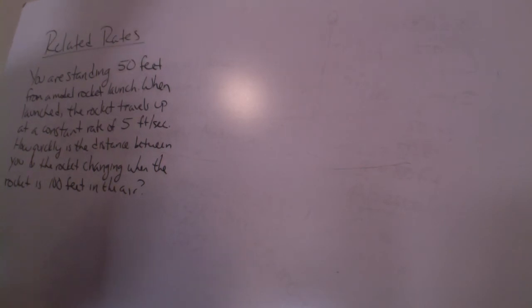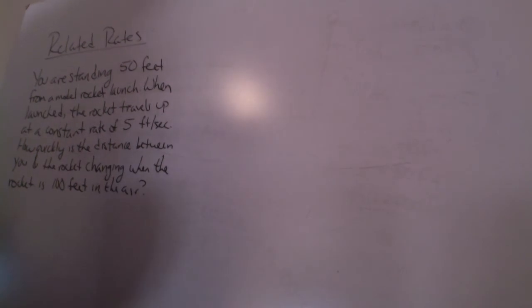So the first problem we have here is you're standing 50 feet from a model rocket launch. When launched, the rocket travels up at a constant rate of 5 feet per second. How quickly is the distance between you and the rocket changing when the rocket is 100 feet in the air?